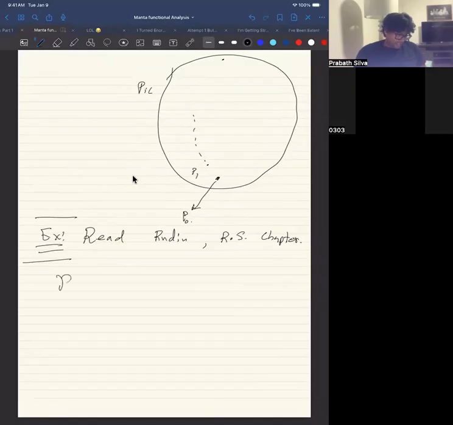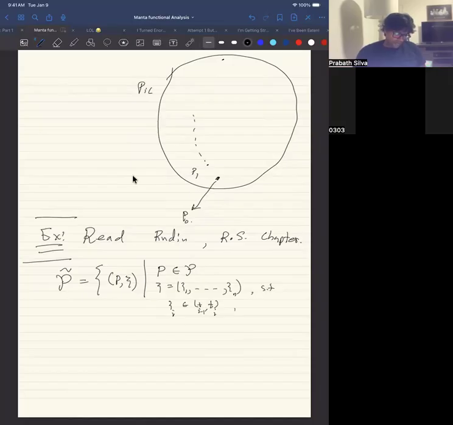So let me define P tilde. P tilde, we call it pairs P and C, where P is a partition and C is just a vector C_1 to C_n such that C_i is in the interval [d_{i-1}, d_i] for i equals 1 up to n. Here P is the d_0, d_1, and so on.